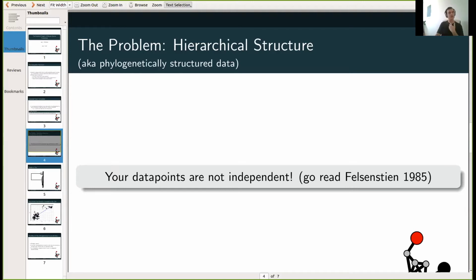A lot of what I'm going to talk about today comes from Felsenstein 1985, where the idea of independent contrasts was introduced. Most of this lesson is really just a rehashing of that paper. It's a very clearly written paper, and I recommend reading it. It's a very good read, a classic text in this field.